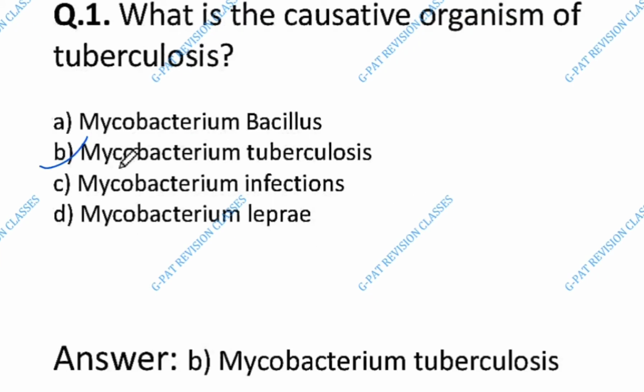First question: What is the causative organism of tuberculosis? Answer is B, Mycobacterium tuberculosis.